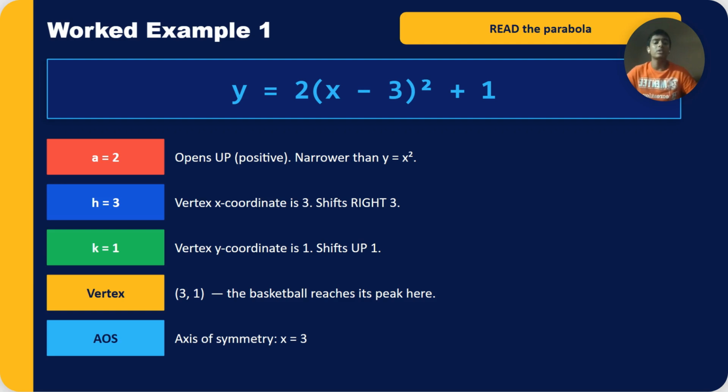So the vertex is (3, 1). That's the lowest point of the parabola. And the axis of symmetry is x equals 3. The parabola is a perfect mirror around that vertical line.